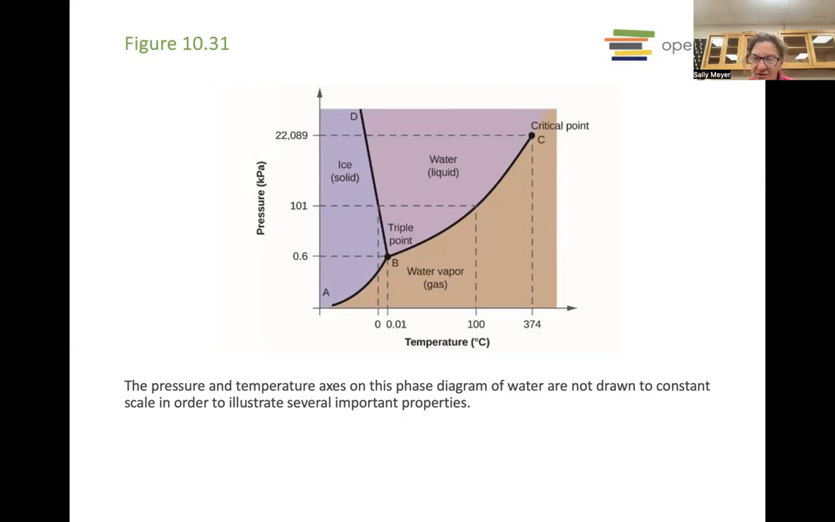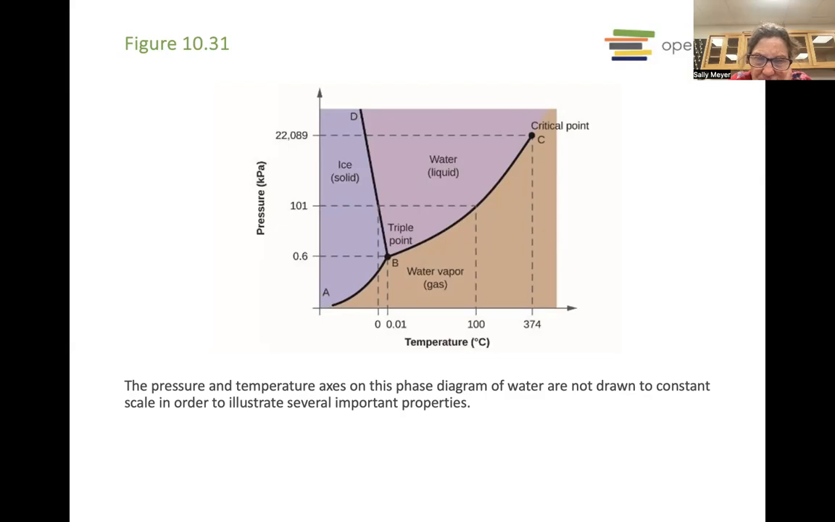You'll note at those low pressures, you'll never see liquid water. So we're above the triple point at normal atmospheric pressure. Remember, that's about 101 kilopascals. So that shows us that the normal melting point is 0 degrees. The normal boiling point is 100 degrees. The critical point is at 374 and 22,000 kilopascals.